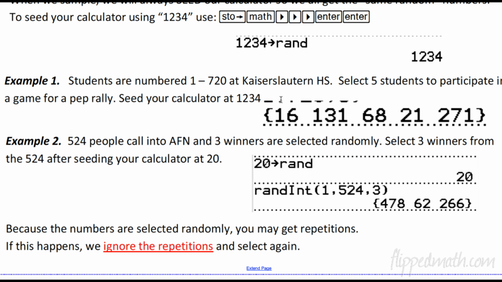Okay, we're back. Hopefully you got students number 478, 62, and 266, whoever those students would be. So remember, because these numbers come out randomly, you might have repetitions. And if that happens, just ignore it and then select a new number. That's kind of why I like to select them in ones, because then if I get a repetition, I can just hit the button again, but I think you guys can figure it out.